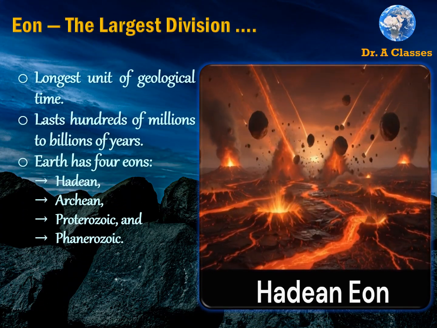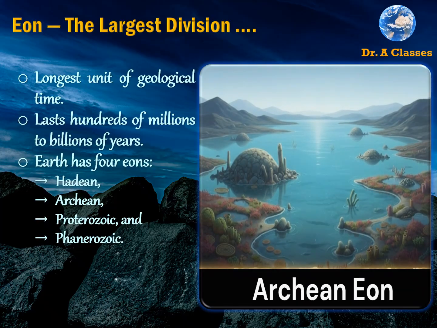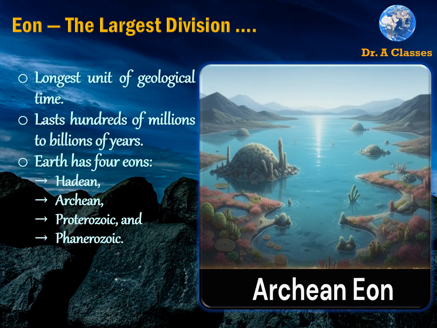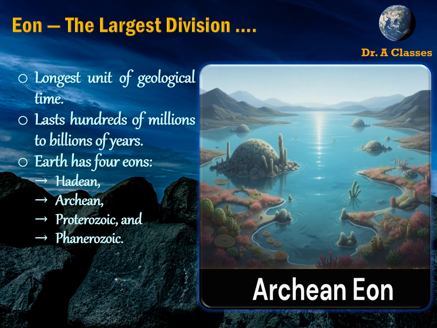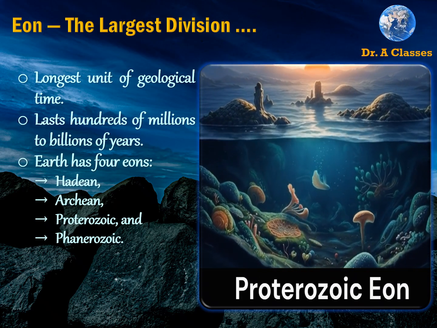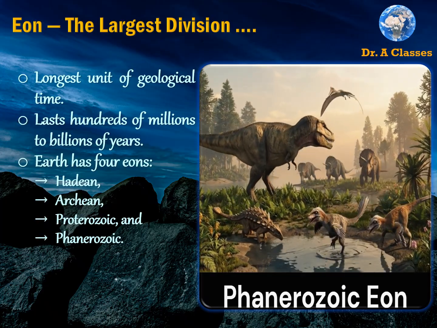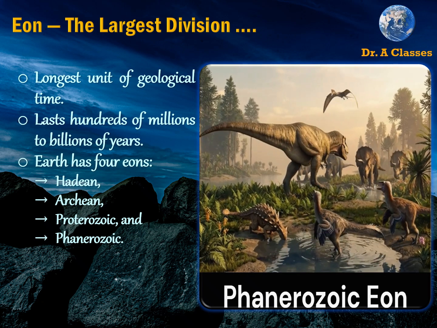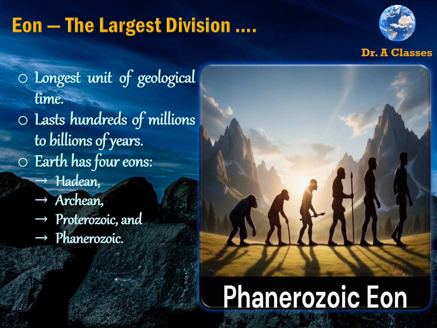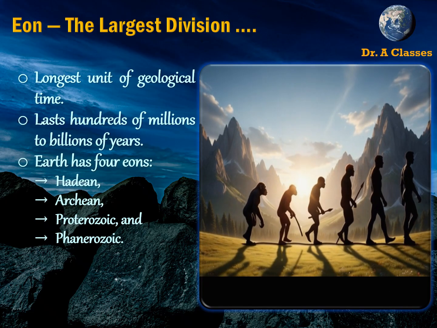Eon, the largest division. Eons are the largest division of geological time, each lasting hundreds of millions to billions of years. Earth's history is grouped into four eons: Hadean, Archean, Proterozoic, and Phanerozoic. The Hadean marks Earth's formation, followed by Archean and Proterozoic, when the first continents and early life appeared. The present eon, the Phanerozoic, began 541 million years ago and is defined by abundant fossils and the evolution of complex life.